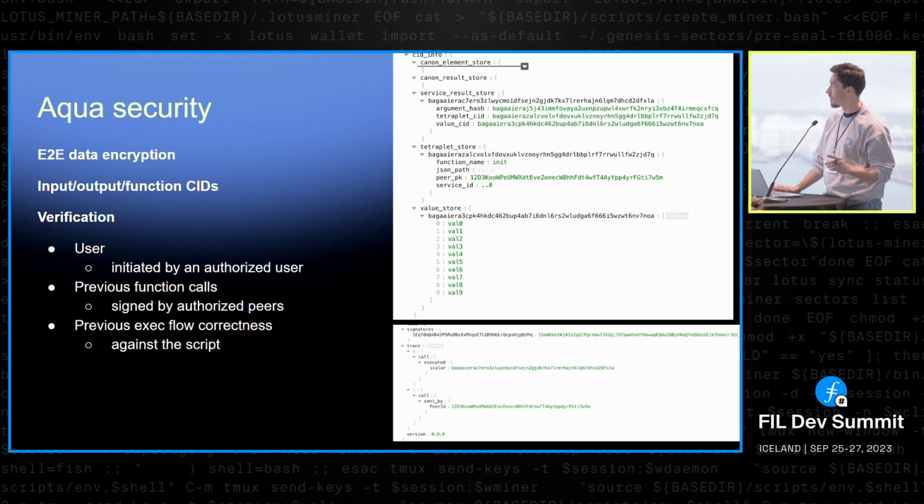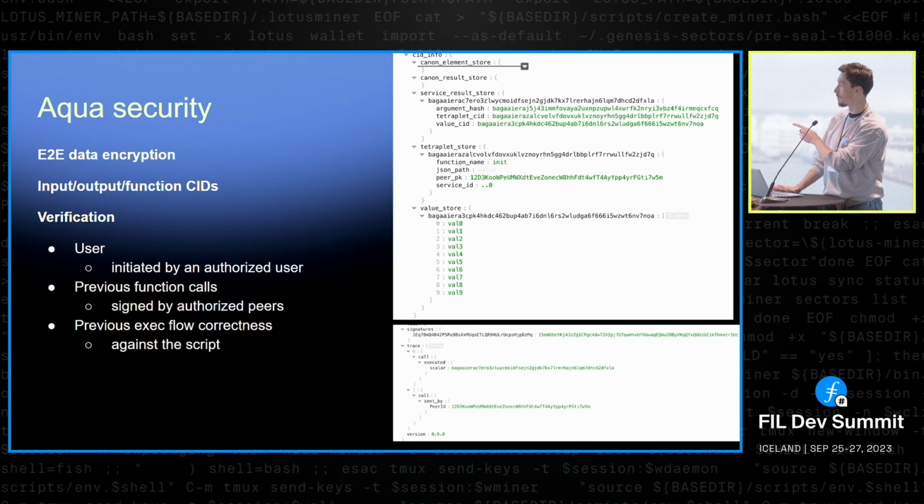An important thing about Aqua is that it's secure, sort of. Not everything of this is implemented at the moment, but that's the picture of how it should be. The data being passed over the network is encrypted. Inputs, outputs, and the functions being called are all CID'd, for memoization, for caching, for all these optimizations.